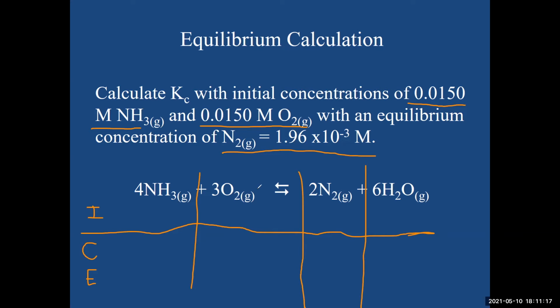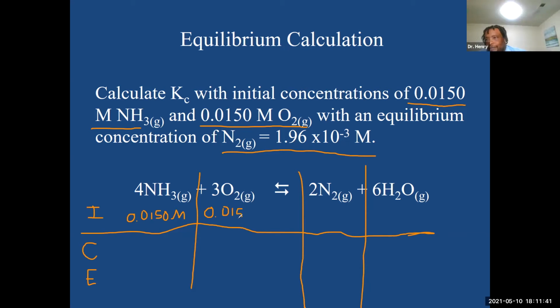Well, for the initial for ammonia, wouldn't you just put in the concentration for the ammonia? Okay. And the same thing with the oxygen, and the nitrogen gas and the water would just be 0 for the initial?